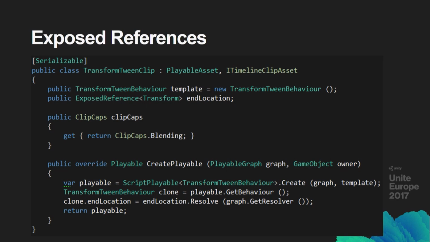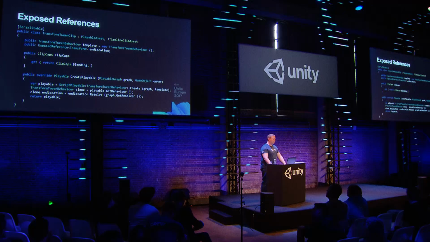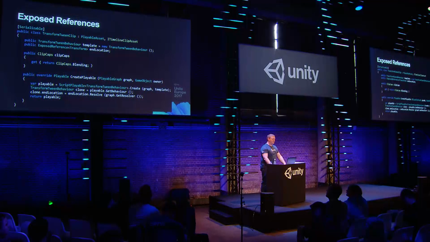So this is the clip script that we saw before. And there are a number of things that you need to do in order to work with exposed references. First thing is that you need to actually store one. So at the top, you can see there is a public exposed reference, which has got the generic type transform. And we've called that end location. So that's what we'll actually be assigning. We'll be dragging and dropping in the inspector onto the exposed reference that you can see there.